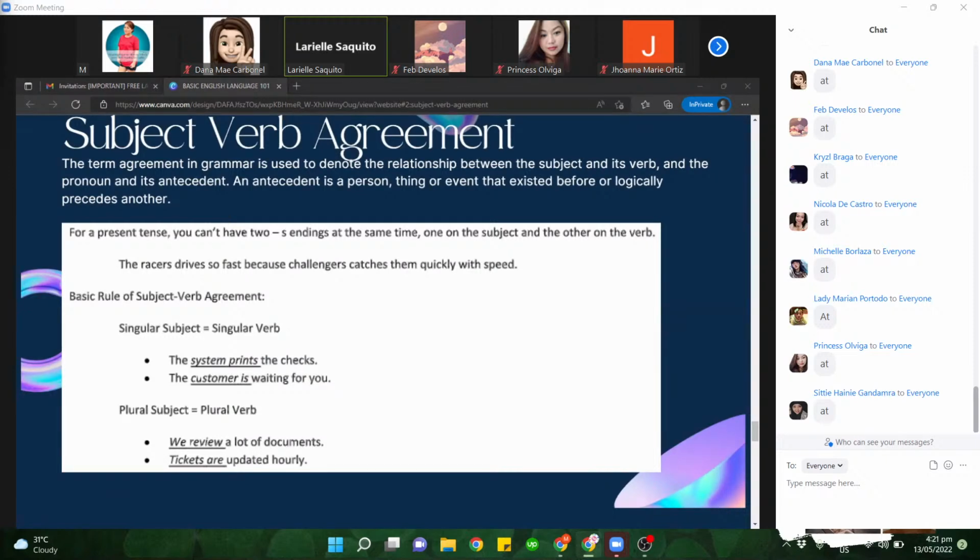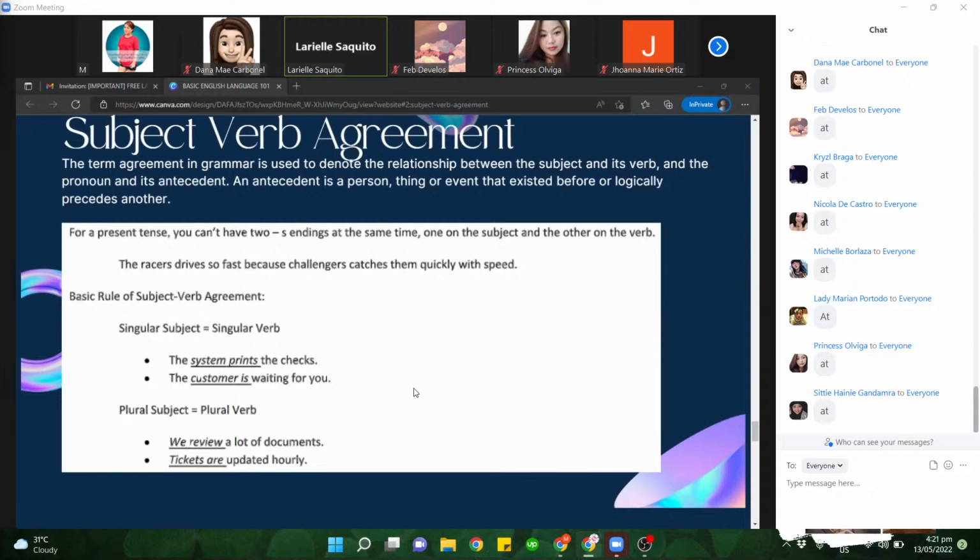We review a lot of documents, tickets are updated hourly. And again, for our verbs, right? It's going to be the opposite of the noun, that for nouns, if it's plural, we add s or es. But if it's going to be for verbs, right? The singular one is the one with s or es, okay, while the plural one is the one without. Like for example, for the verb do, right? The verb do is going to be the plural form, while the does is going to be the singular form of that particular verb. So she does her assignments, right? We don't say she do her assignments because that's going to be grammatically incorrect.